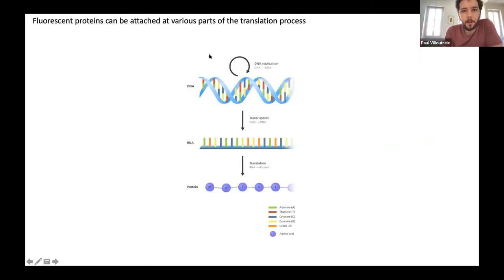So again, you have this main principle of the activity of each of the cells. So you have first the DNA, then the RNA after transcription, and then proteins after translation. And you can actually attach a fluorescent protein to various parts of this process, and mainly to RNA or to proteins. And that way you can visualize in space where those proteins or those RNA are.